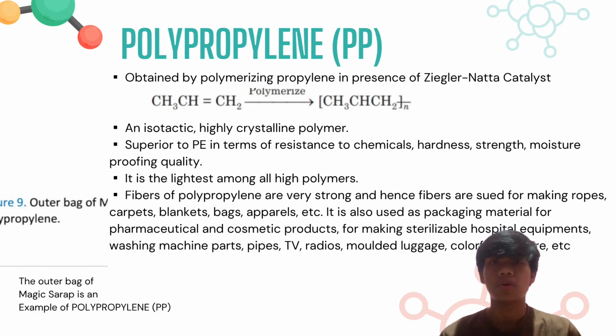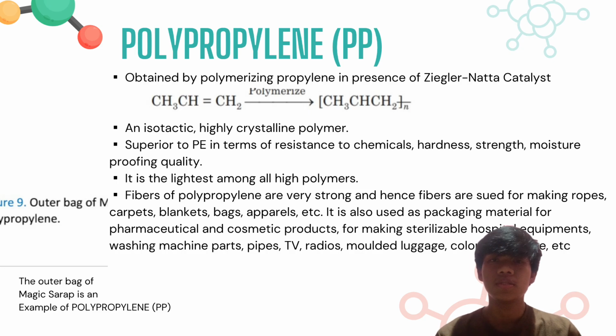Next is polypropylene, or PP, and it is obtained by polymerizing propylene in the presence of a Ziegler-Natta catalyst. Here, the propylene, CH3CH=CH2, is polymerized and becomes polypropylene, which is (CH3CH-CH2)n. Or, if simplified, it will be (C3H6)n, where n represents the number of repeating units.